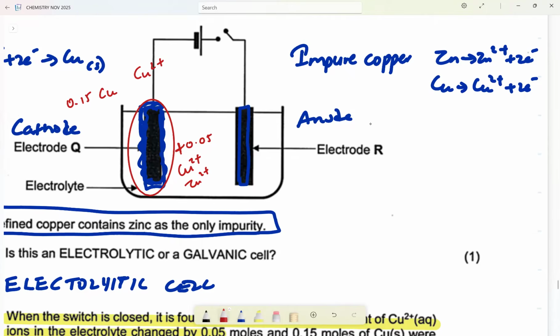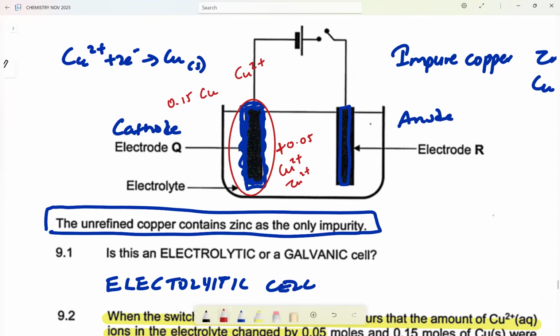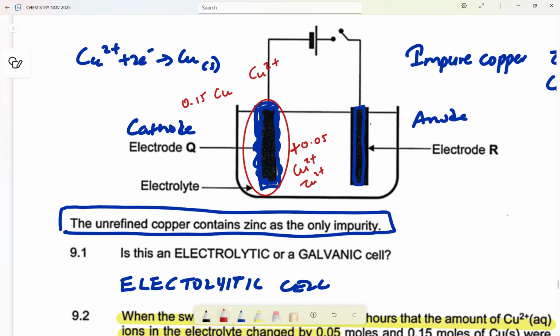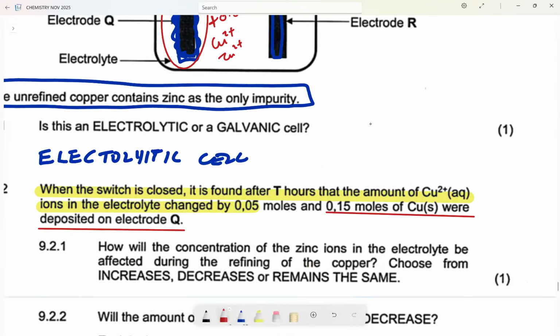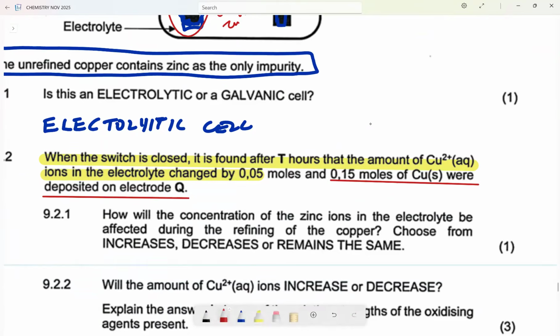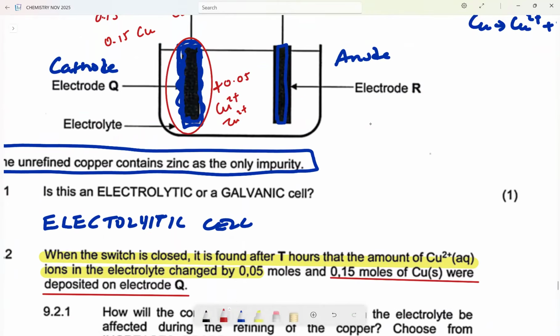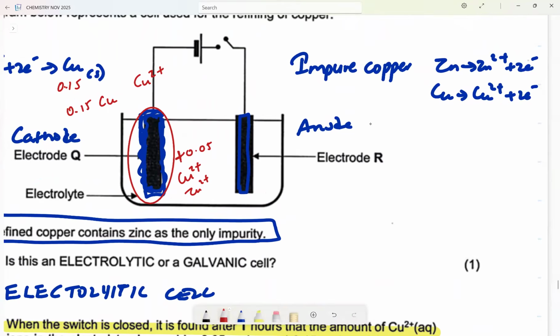Okay, so now we have Cu2+ here that combined with electrons again to form my copper. So I know this is 0.15. And then let me just check the statement again. The amount of Cu2+ ions in the electrolyte changed by 0.05.